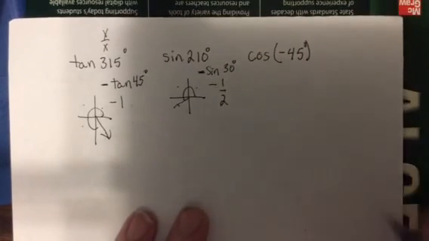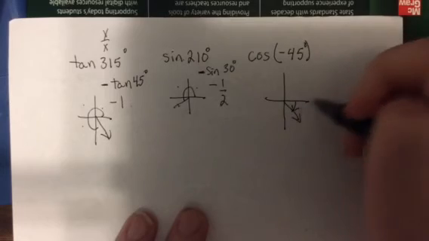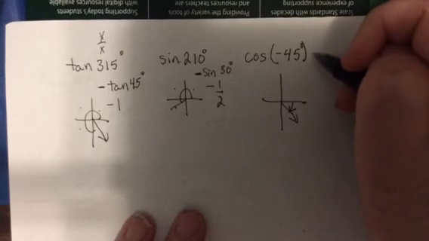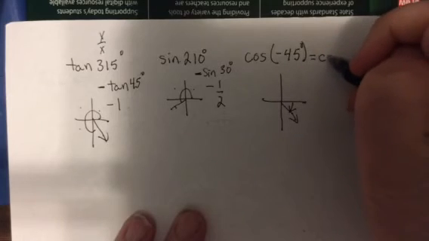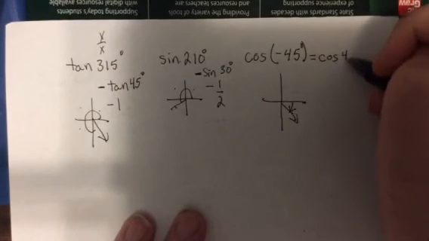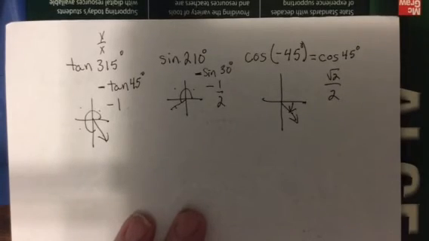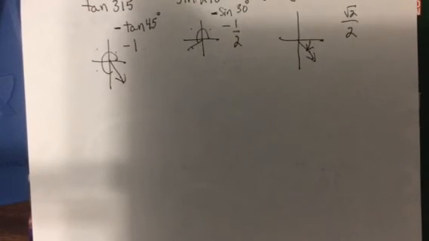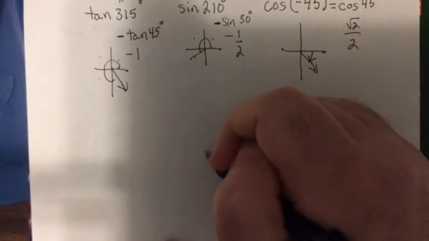And then cosine of negative 45. That's right there. It's in the fourth quadrant. X is positive. R is always positive, so cosine would be positive because cosine's x over r. So that would be a positive cosine, and then the degrees between the closest x-axis and the terminal side is 45 degrees. So it'd be square root of 2 over 2. Woohoo!